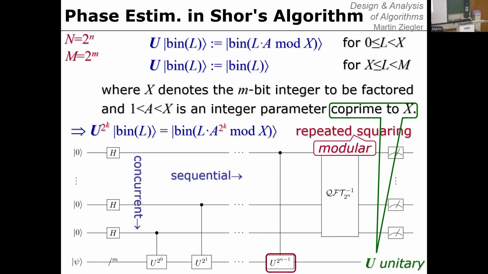Maybe by multiplying L with A squared, then taking the remainder modulo X, then multiplying that again with A squared, taking the remainder. So repeatedly taking this remainder, modular repeated squaring, we can express this exponential power using only a polynomial number of circuits, but different circuits. It's not U, but it's a different one.